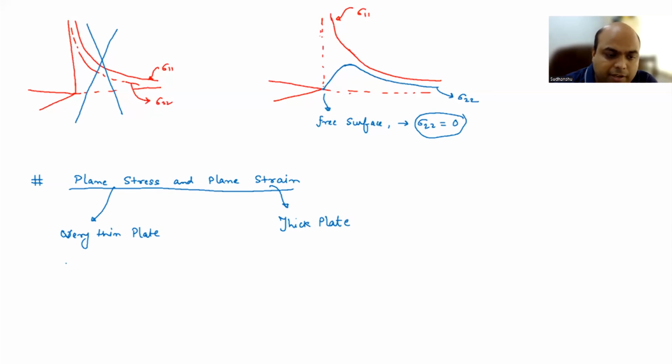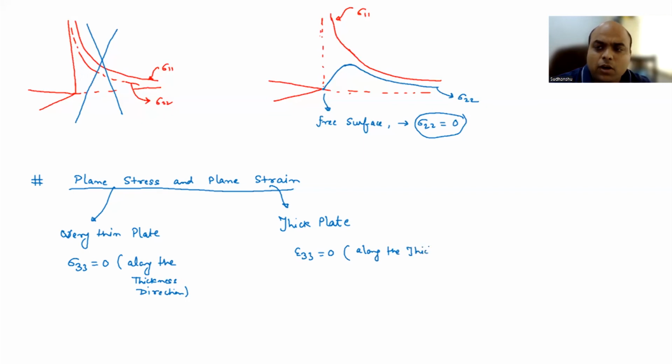Okay. So here we are assuming sigma 33 to be 0, along the thickness direction, because it is thin, so throughout the cross section, we will assume it to be 0. And for a thick plate, epsilon 33 is equal to 0, along the thickness direction, or the highest dimension one. Okay. So these are the two conditions. Quantitatively, we can say sigma 33 equal to 0 for plane stress and epsilon 33 equal to 0 for plane strain condition.